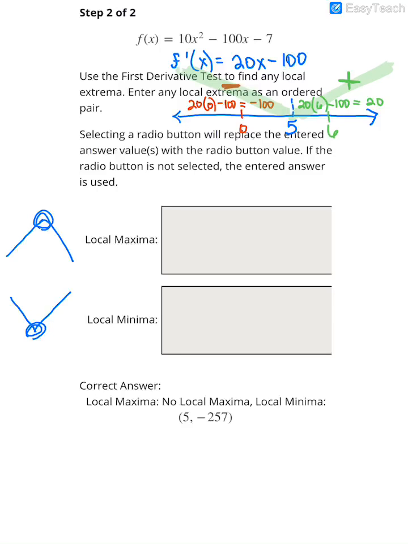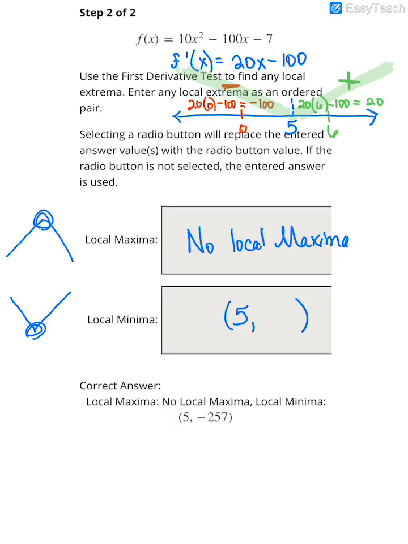So anytime a graph changes from decreasing to increasing, what we say is that you have a local minima. So when they're asking me what is our local maxima, I'm going to say there's not one, so there is no local maxima. And because we found that the graph is going to decrease and then increase around the value x equals 5, then we know there's going to be a local minima when x is 5.